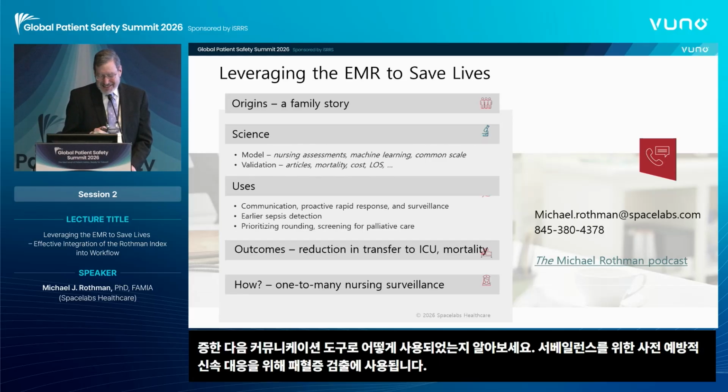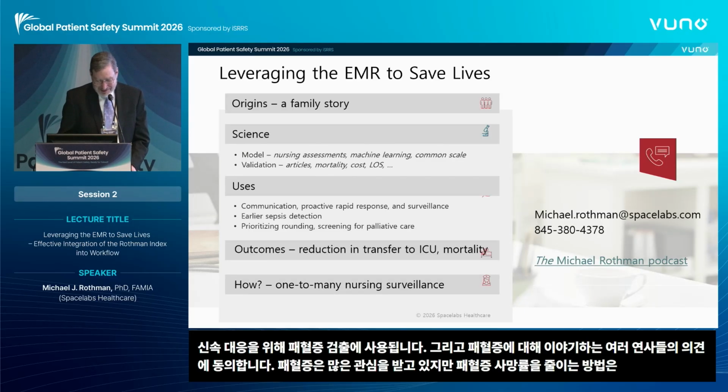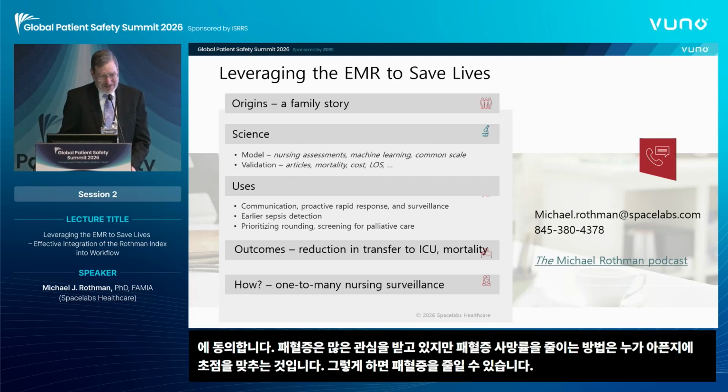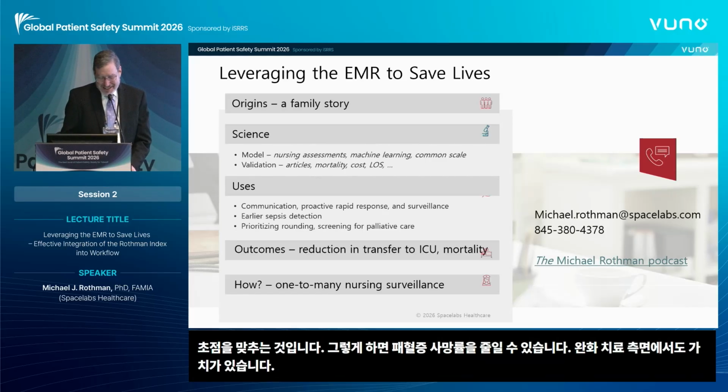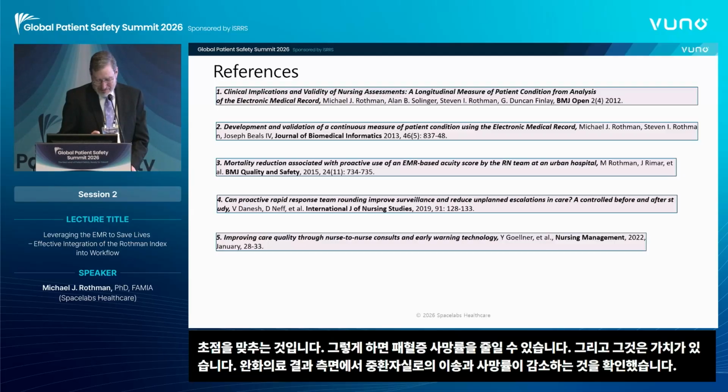Sepsis gets a lot of attention, but the way to reduce sepsis mortality is just to focus on who is sick. And so if you do that, you reduce sepsis mortality. And it's valuable in terms of palliative care. Outcomes, we've seen reductions in transfers to the ICU and in mortality. And this idea of one-to-many is something that we have found to be useful. And there are a few references here. I think they're in the handout.